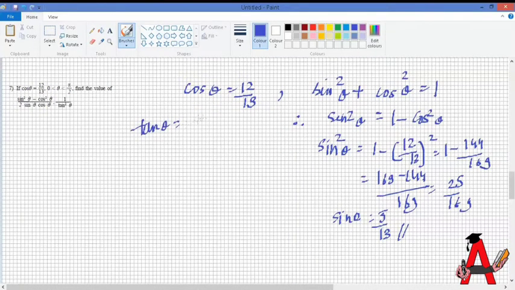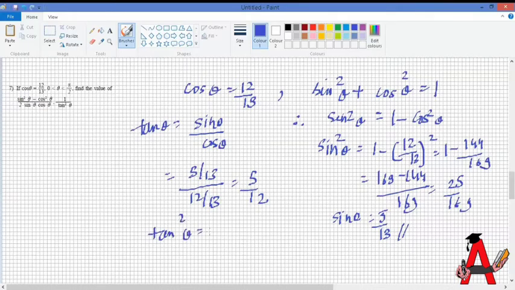Now tan theta will be sine theta upon cos theta. So I can write it as sine theta upon cos theta, which is equal to sine theta is 5 by 13 divided by 12 by 13. You will get 13 cancel, you get 5 by 12. So that is your tan theta. So therefore your tan square theta will be equal to square of this, which will be equal to 25 upon 144. And the question was asking 1 upon, so we need the reciprocal of this. So 1 upon tan square theta is equal to 144 upon 25.